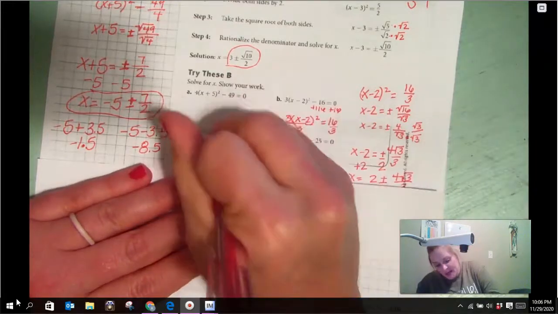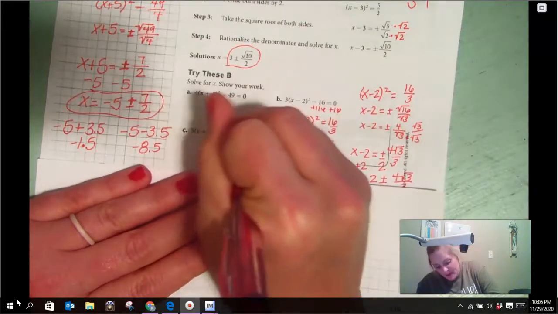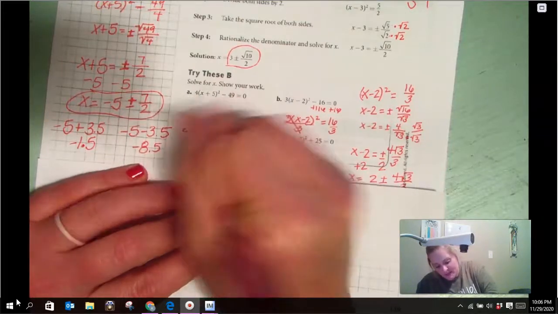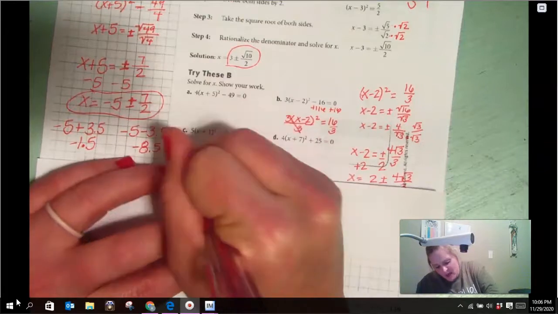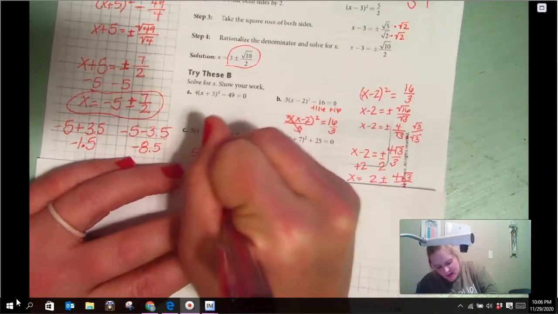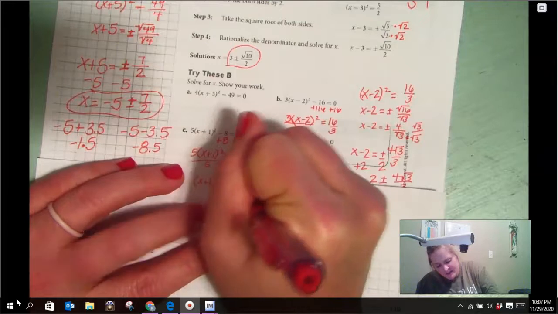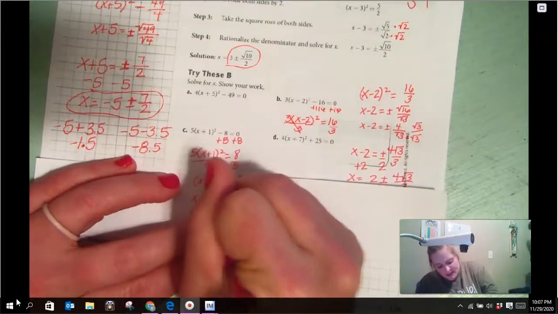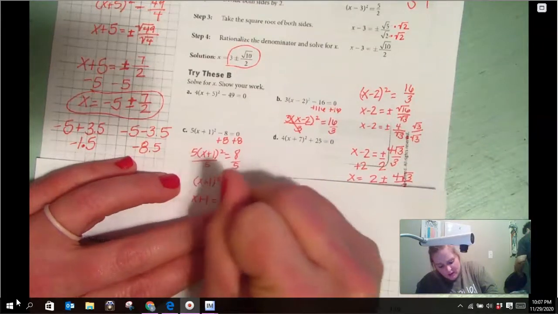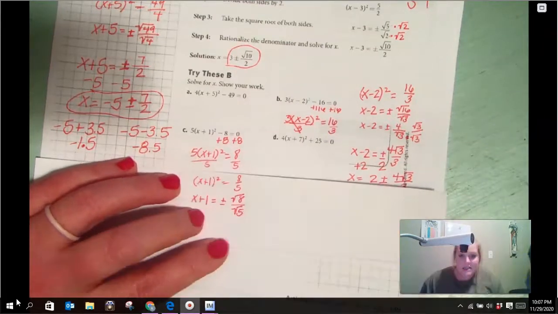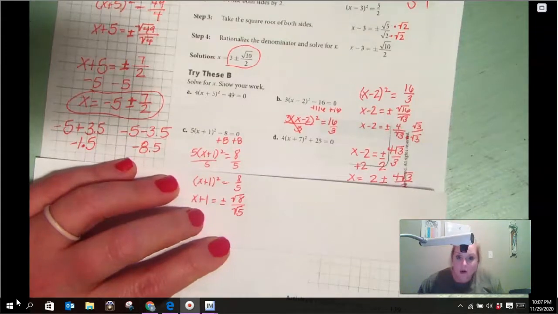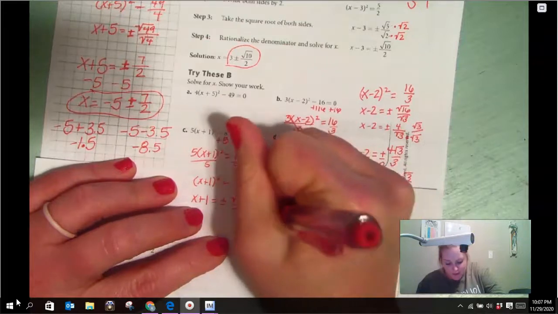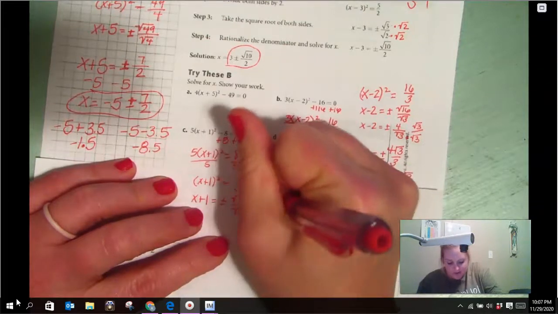Okay, 5 times (x plus 1) squared equals 8 divided by 5. Take the square root of both sides. Plus or minus the square root of 8 over the square root of 5. Now, 8 is not perfect and 5 is not perfect, so I'm just going to keep rolling with rationalizing the denominator. I'm going to multiply both the top and bottom by the square root of 5.